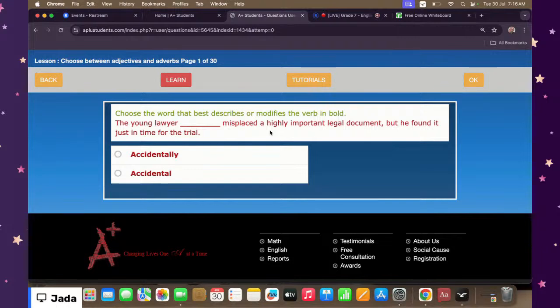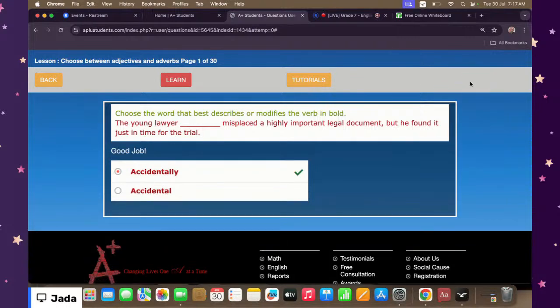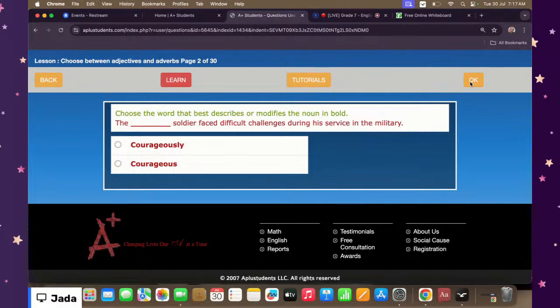So what's the answer here? Is it accidentally or accidental? Which is the best? You have to make sure that you figure out the right one that is suitable. Okay? So which of the above is suitable? Accidentally. So the young lawyer accidentally. So that's the adverb. It's very suitable for the sentence.